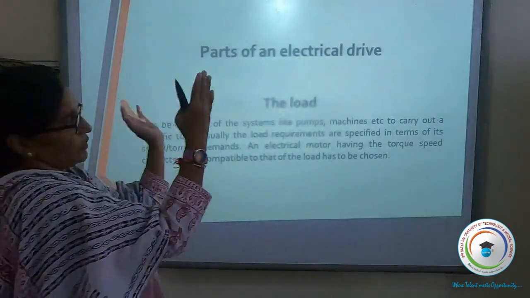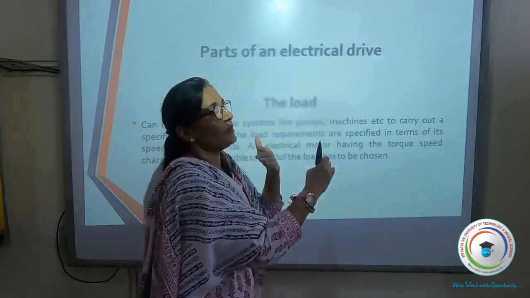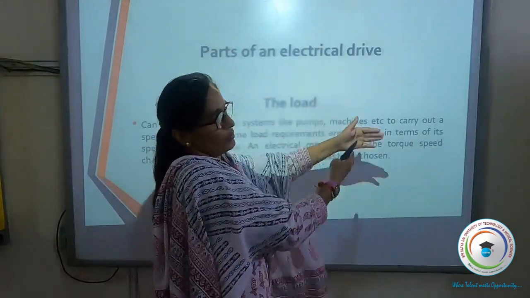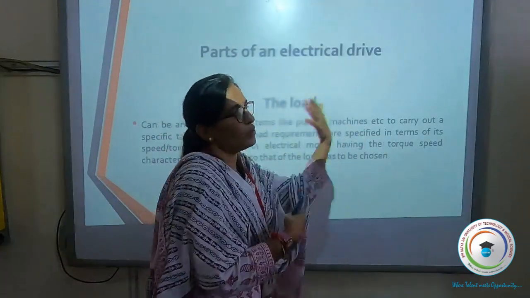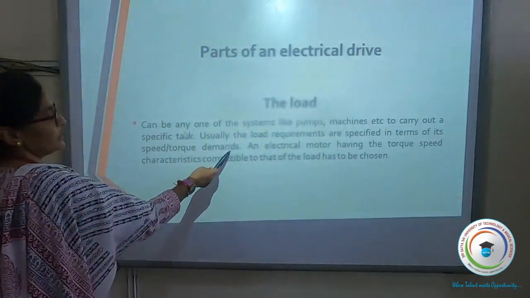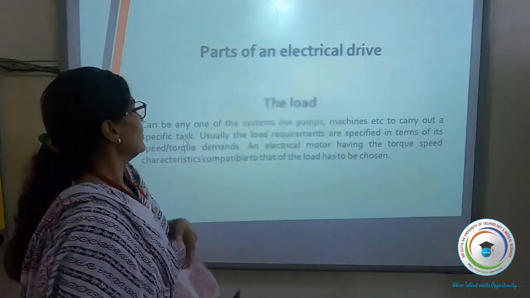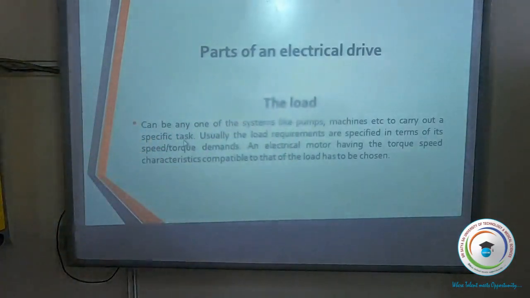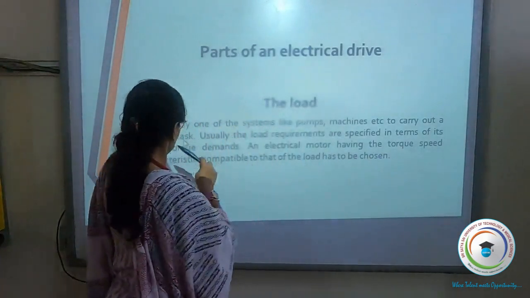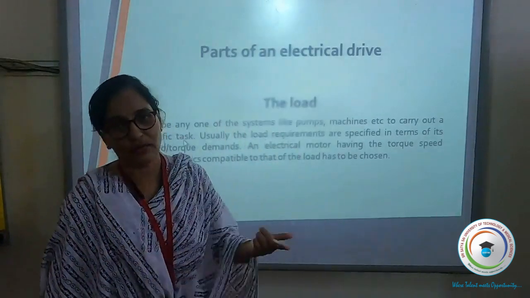So the demand which is carried out by the load, the input, the power modulator has to accommodate that demand. Which demand? The demand required or asked by the load. So, an electrical motor having torque speed characteristics compatible to that load has to be chosen.